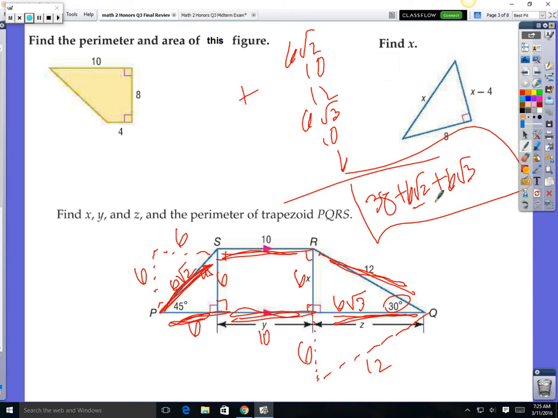Because these guys are not like terms. They're different things. So you could change them to decimals, I guess, and add them to 38 and get a decimal value, but you can just leave it like that.